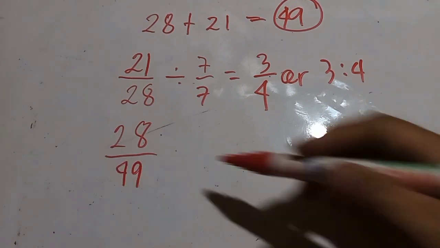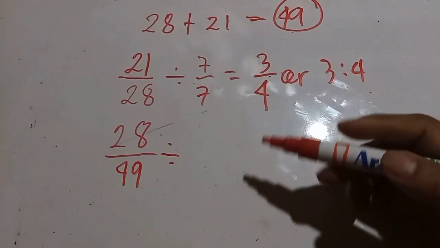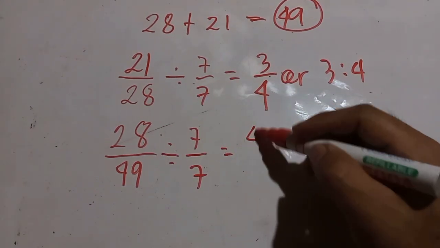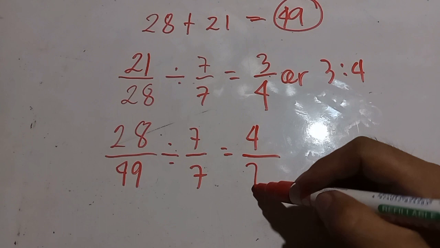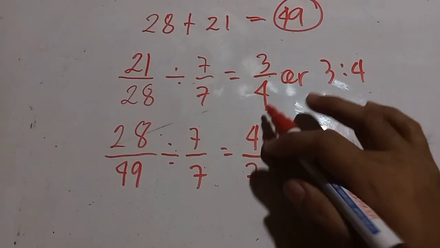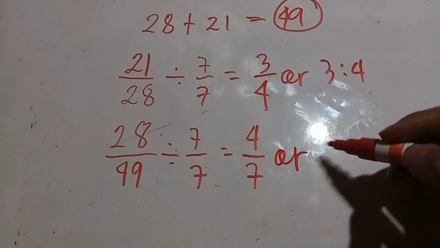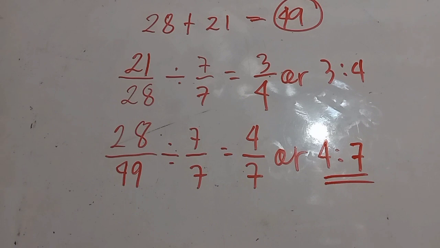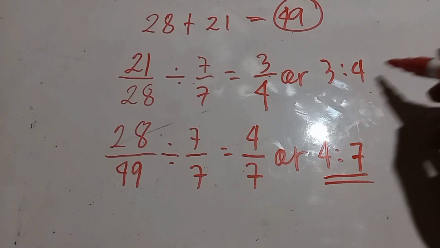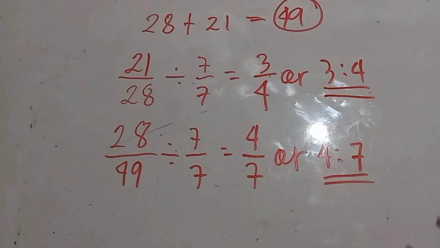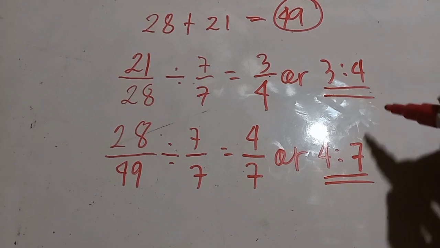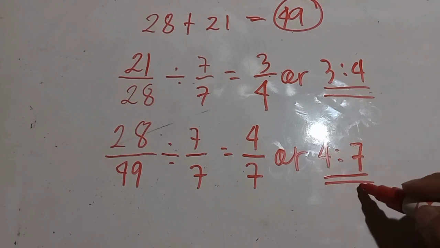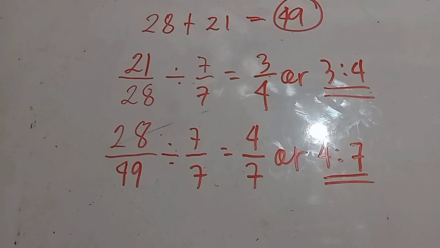So now, i-simplest form natin. I-divide natin both sides by 7 also. So we have 28 divided 7, that is 4. And 49 divided 7, that is 7. So now, ang ating fraction is 4 over 7 or 4:7. This is our ratio. Okay, nakuha. So in this problem, ang ating ratio ay 3:4 sa men to women at saka ang ating women to the total number of people is 4:7. Nakuha. Alright.